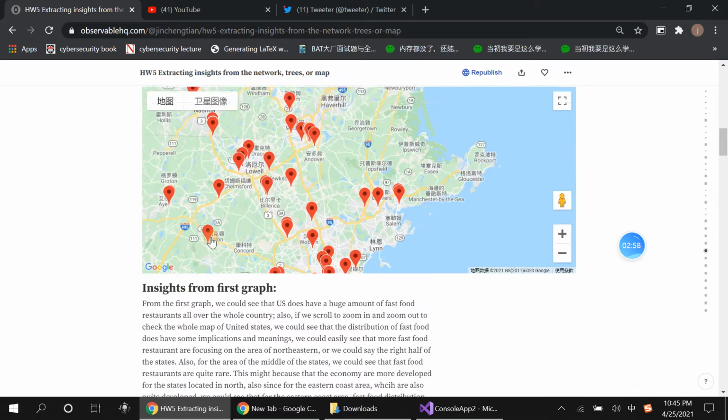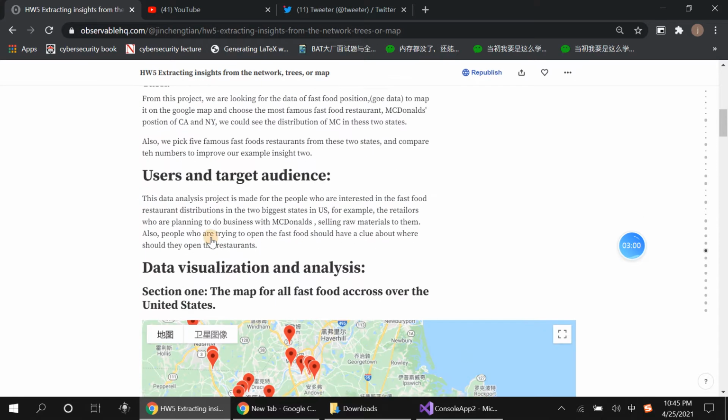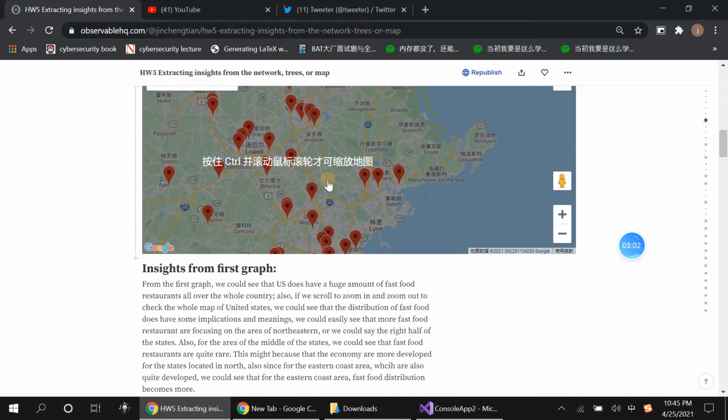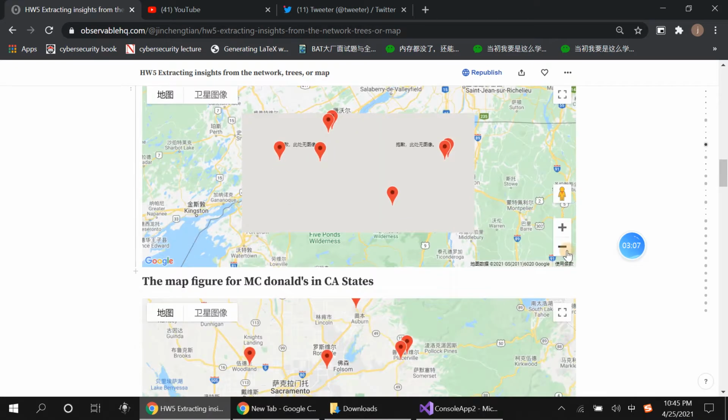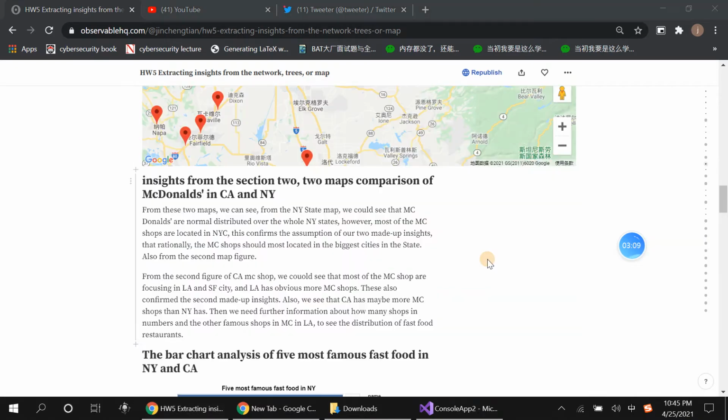So for the first section, the visualization section, we can see that the McDonald's stores are pretty much randomly spread over the whole New York State, but most of the stores are in New York City.